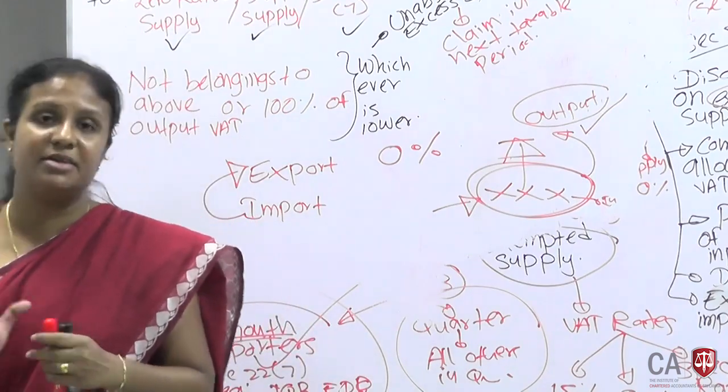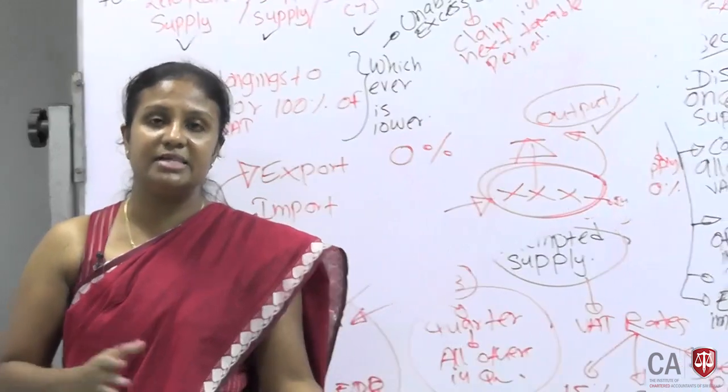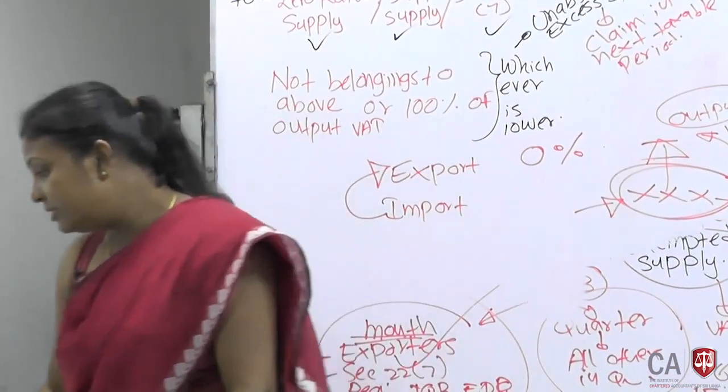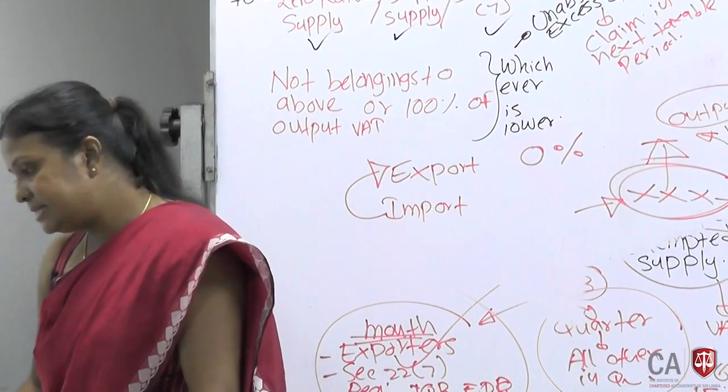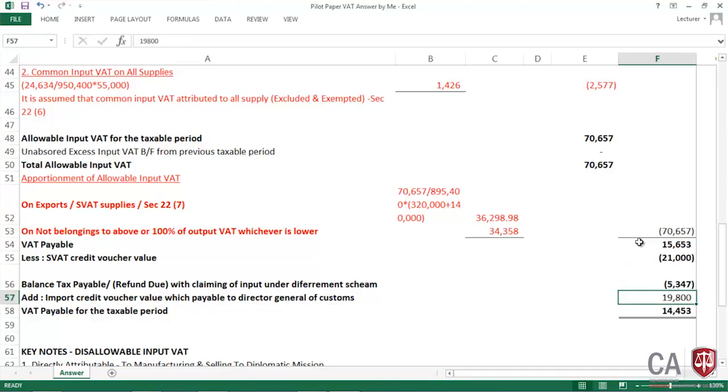In the question it has been given that all the due credit vouchers have been finalized and done. Then our tax payable is coming: the import credit voucher value payable to the Director General of Customs is 19,800, but the amount payable for the taxable period is 14,453. Okay, this is the high level of discussion of the pilot paper question and the pilot paper answer.